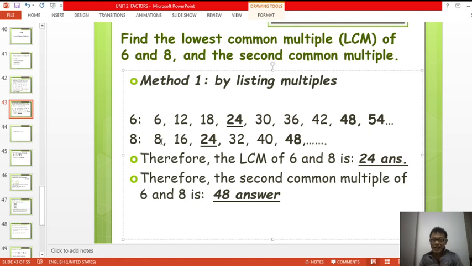Look at this. 8 plus 8 is 16. 16 plus 8 is 24. 24 plus 8 is 32. 32 plus 8 is 40. And 40 plus 8 is 48. And so on and so forth. So you can either use addition or multiplying.